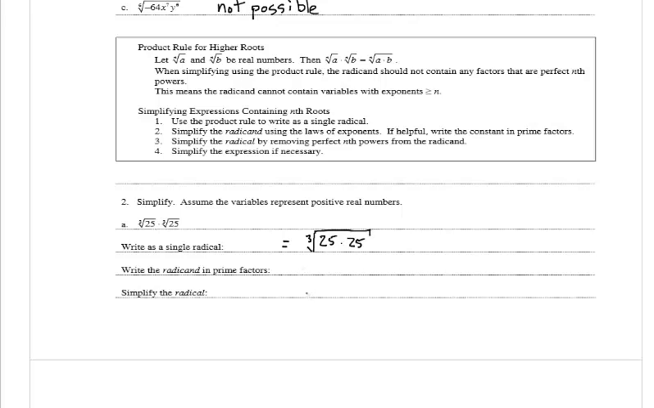And now it wants us to write the radicand in prime factors. So we have the cube root of, now 25 is the same as 5 squared times 5 squared. And that is equal to the cube root of 5 to the 4th power. And now it wants us to simplify the radical, so we can say that this is equal to, now when we have 4 divided by 3, it's 1 with a remainder of 1. So we're going to have 5 times the cube root of 5.